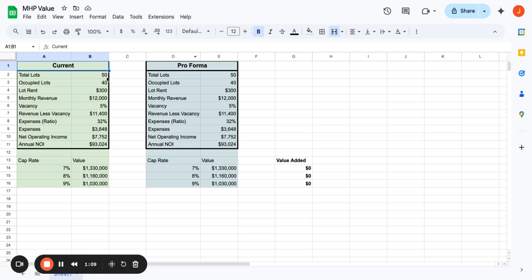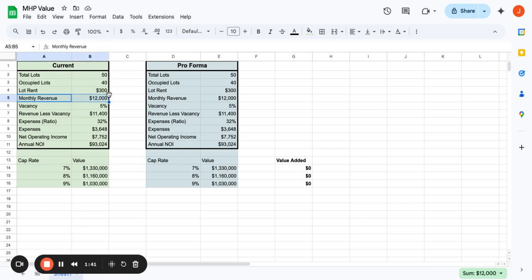I want to go really quickly through this spreadsheet here and show how this actually works when it comes to a park in particular. So in this example, we've got our total amount of lots. So that means how many lots are there. And now of those 50 lots, 40 of them are occupied, meaning there's only 40 houses there renting lots from the park. Now, those renters are all paying about $300 a month. So that's our revenue there, right? $300 for each unit. So that means that we get around $12,000 a month.